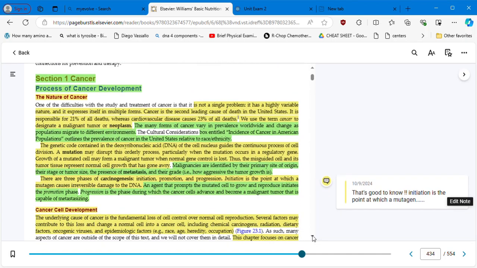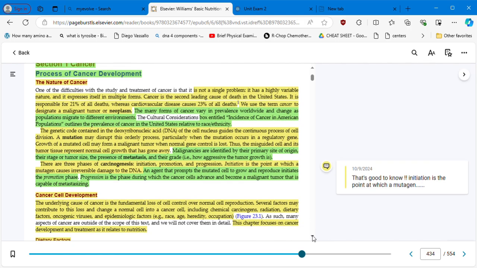So section 1 of this chapter is going to be cancer related, the process of cancer development. Let's navigate through the definition and how this disease is developed. It's not a single problem, cancer, right? It has a highly variable nature and it expresses itself in multiple forms. Cancer is the second leading cause of death in the United States.